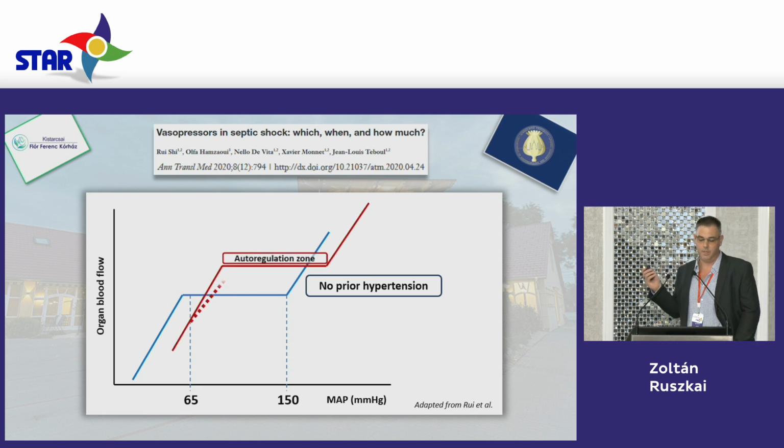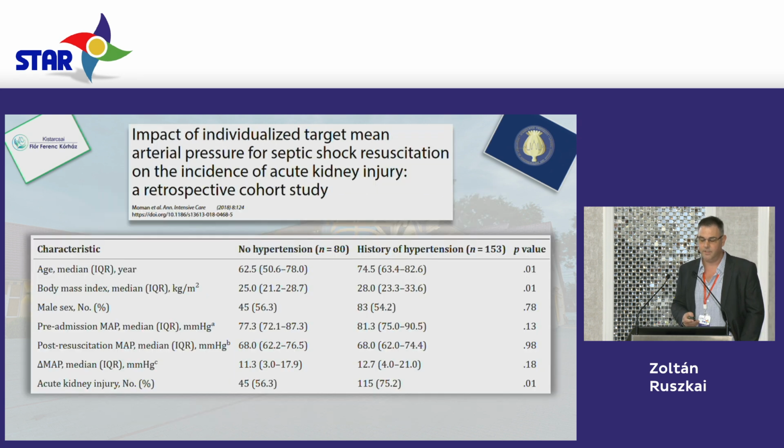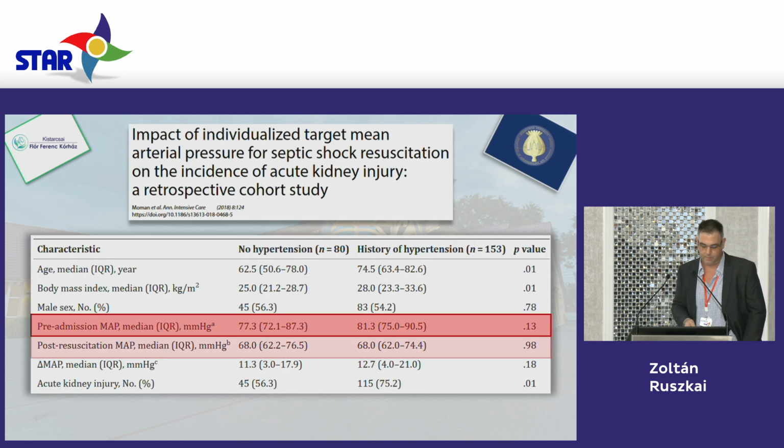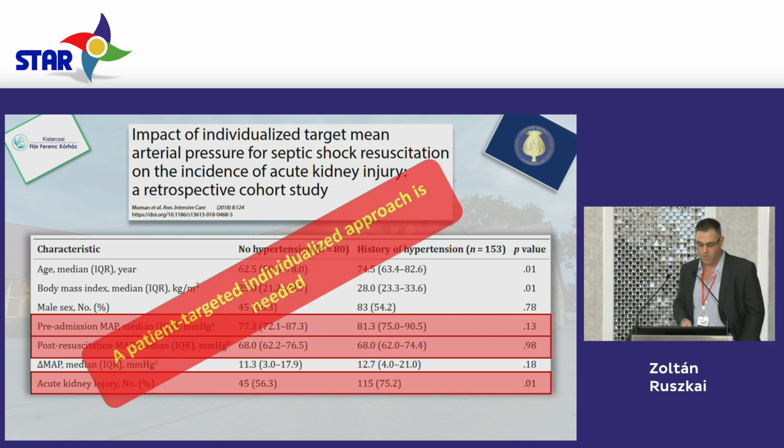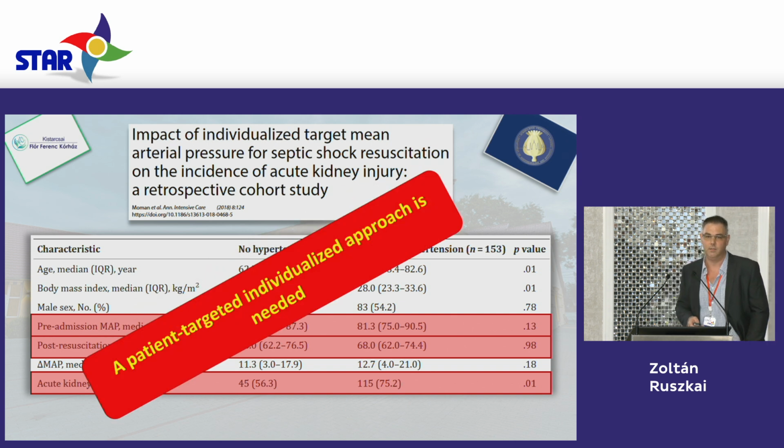But in patients with prior hypertension, the autoregulation zone shifts rightward and upward, so these patients will need higher MAP targets, as indicated in this paper, where patients were resuscitated to the same MAP target. And what happened? Patients with hypertension had significantly more kidney injury than patients who had no hypertension. So we have to individualize MAP targets, and we need this approach to treat our patient appropriately.